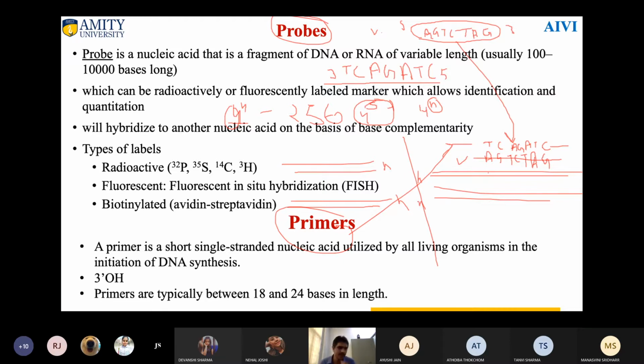So what characteristics do you need here? You need a 3' OH, and the length is going to be around 18 to 24. So the length is not very large, as in the case of probes. Probes are going to be bigger, larger in size, because in the case of probes you want to increase the specificity. So these are the two things we mentioned: one is the probe, and second is the primer. Before moving into details, please let me know, is it clear what you mean by the probe and the primer? Because if this is not clear to you, then moving further is not going to be useful. Is it clear what a probe and primer are?